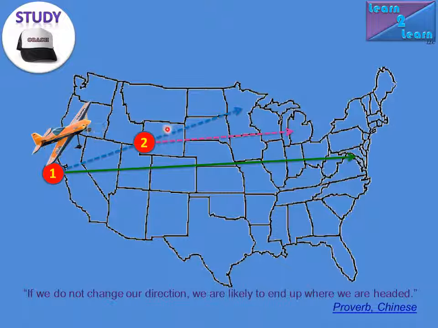So periodically, as we fly, we want to make sure that we're headed in the right direction, get multiple vector checks to ensure that we end in the place that we want to end. If we do not change our direction, we are likely to end up where we are headed, and we want to head here versus here.